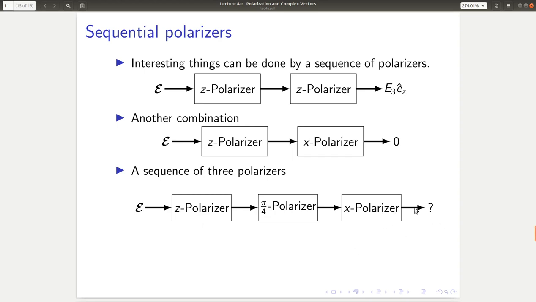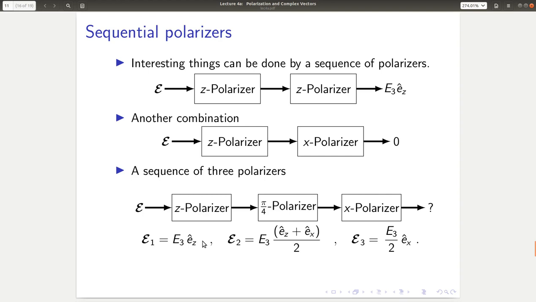We have to handle this sequentially. Let's call the outputs cal epsilon 1, cal epsilon 2, and cal epsilon 3. We really want to know what cal epsilon 3 should be, but it's not hard; we can do it step by step. For pi by 4, n hat is just Ez cap plus Ex cap upon root 2, n hat for this pi by 4 polarizer. Just remember that. The first output here is just the dotted one, and we saw that this was E3 Ez.